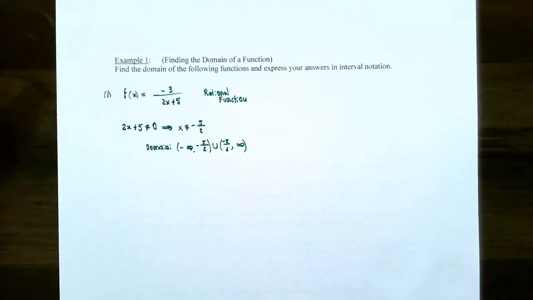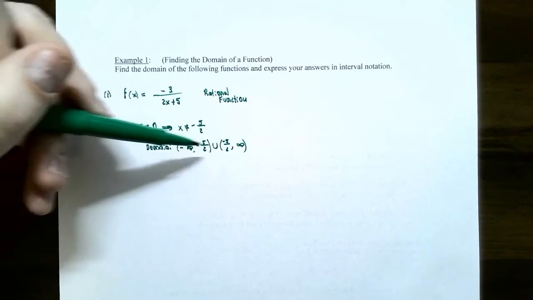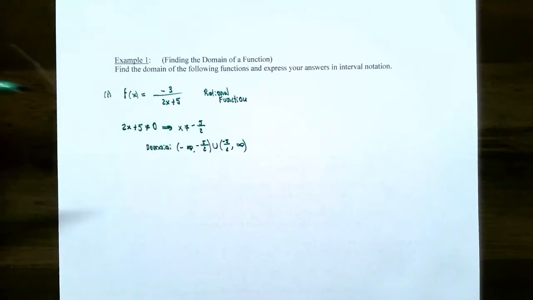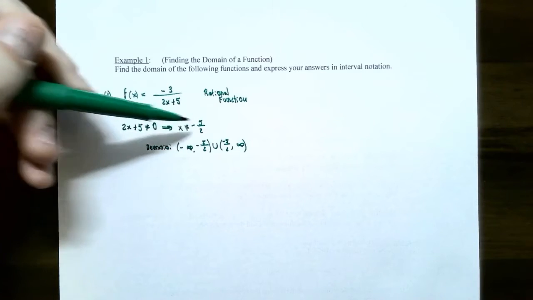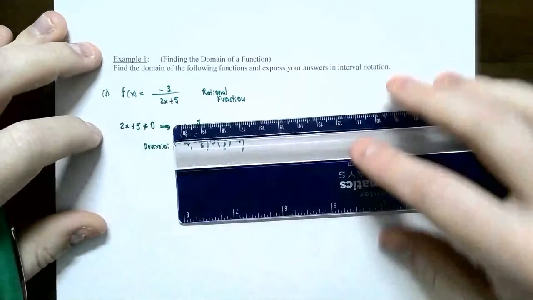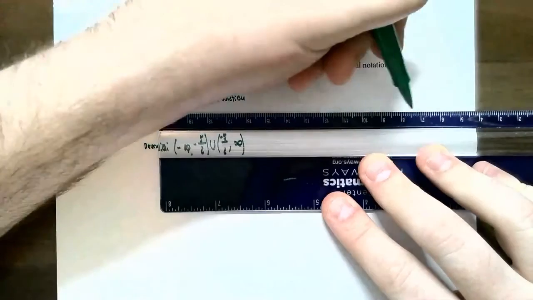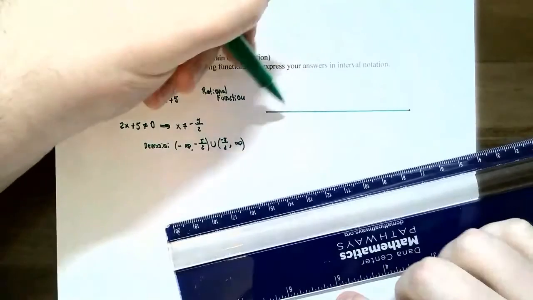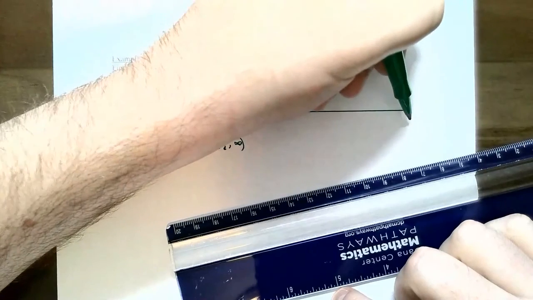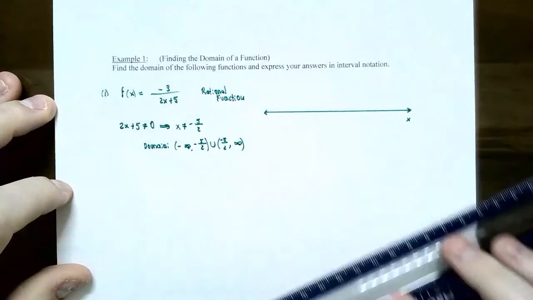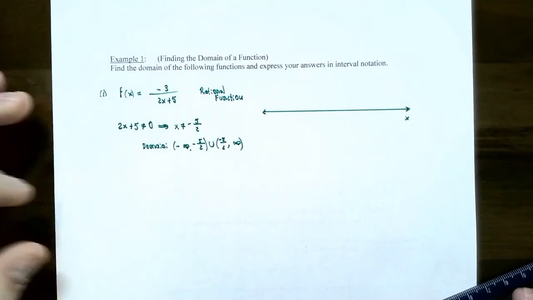Now, one thing I like to do is that how can you find out the domain? How can you write the domain so easily when you just know that x can't be negative 5 halves? Well, and since I'm a visual learner, I usually like to think about this as a number line. This number line represents all x values that's making up the domain.